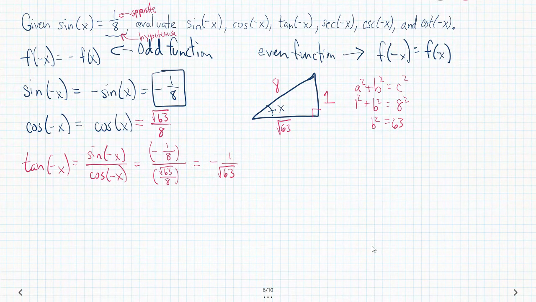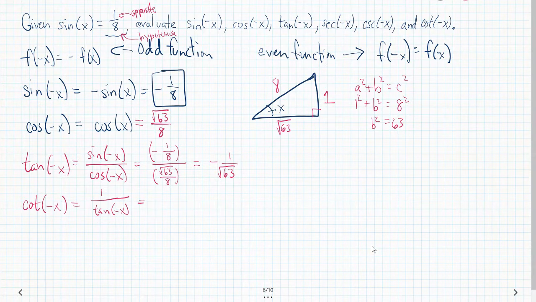Okay, in a similar manner, when we go to cotangent of negative x, that equals 1 over the tangent of negative x. Or you could do cosine of negative x over sine of negative x. That works as well. So this is 1 over negative 1 over the square root of 63. So the negative will still stay in there, and we're left with negative square root of 63.